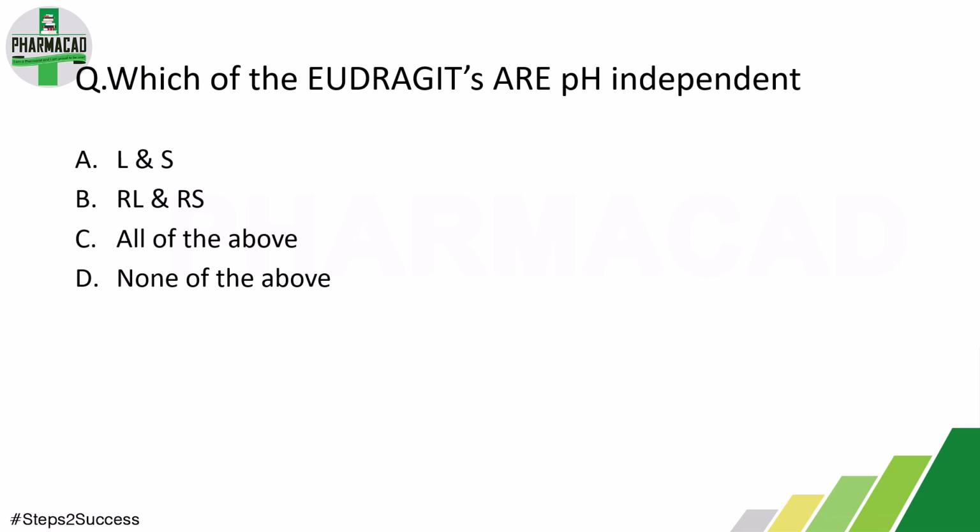Question, which of the Eudragits are pH independent? Option A, L and S. Option B, RL and RS. Option C, all of the above. Option D, none of the above. So the correct answer for the given question is option B, RL and RS.